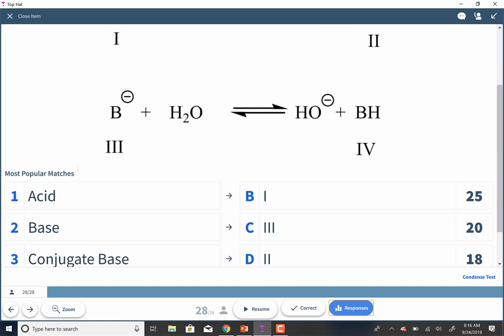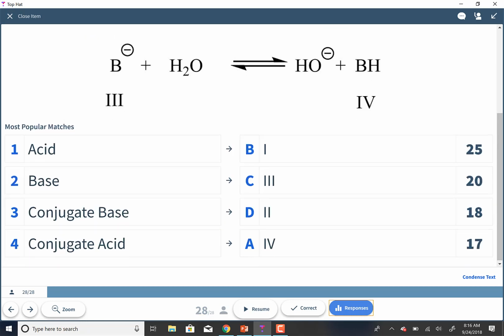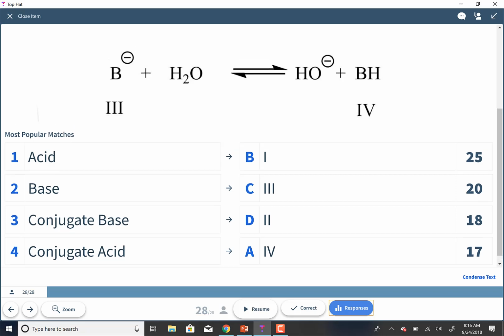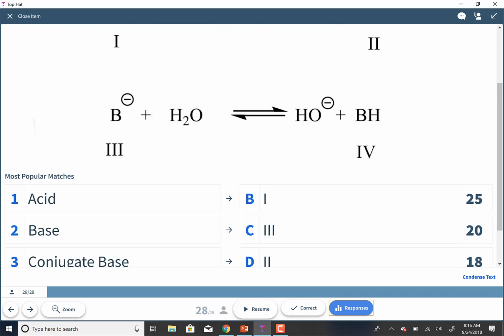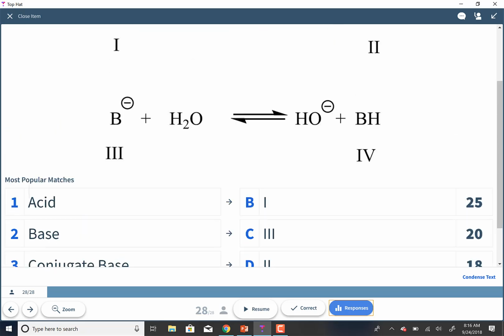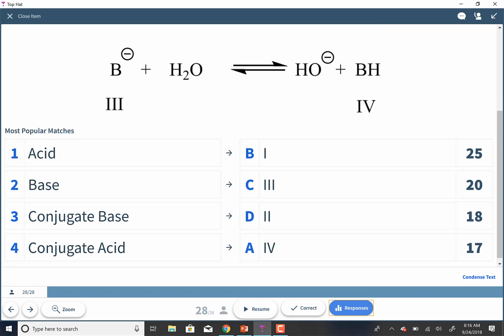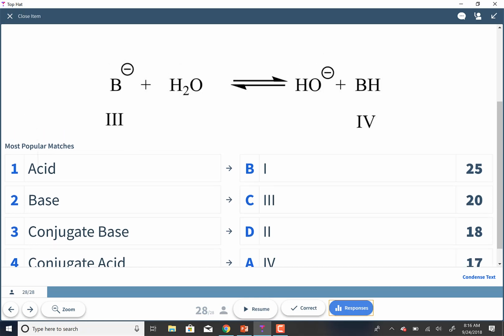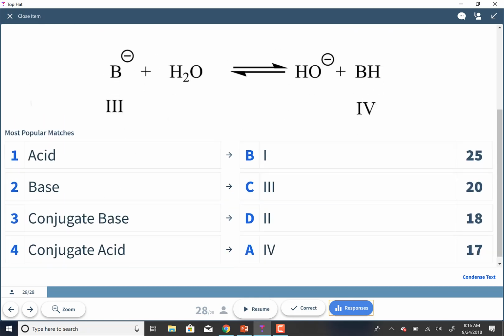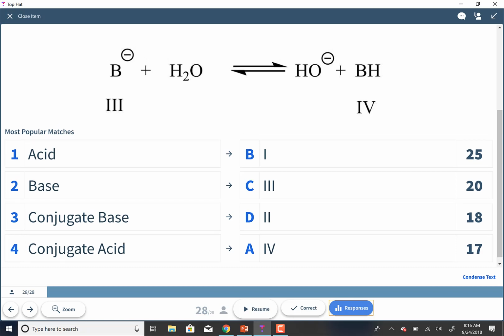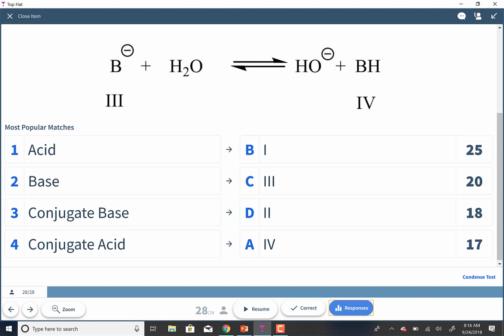All right, so we have the acid as number 1, the base as number 3, the conjugate base as number 2, and the conjugate acid as number 4. Okay. But those second 2 numbers drop off a little bit.